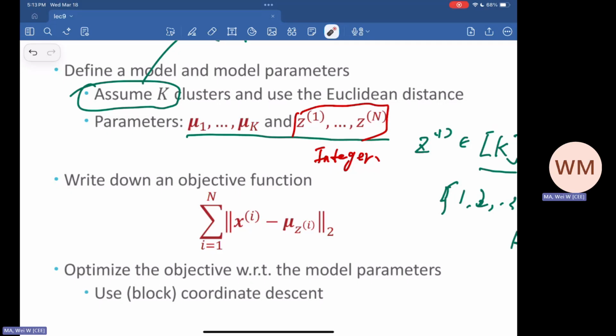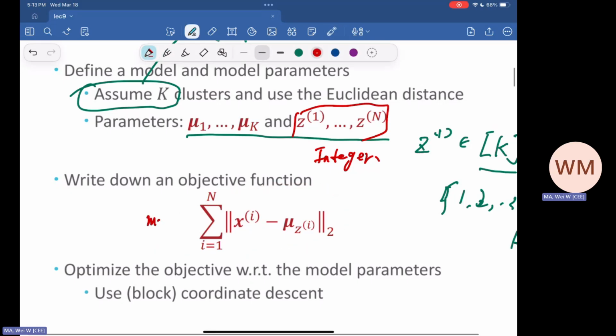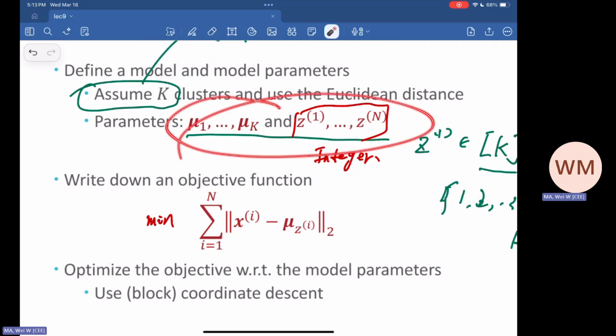Okay, so how do we solve this objective function? We want to minimize, and our decision variables are all of these. We can change the center locations, and we can change the belonging of each data point.